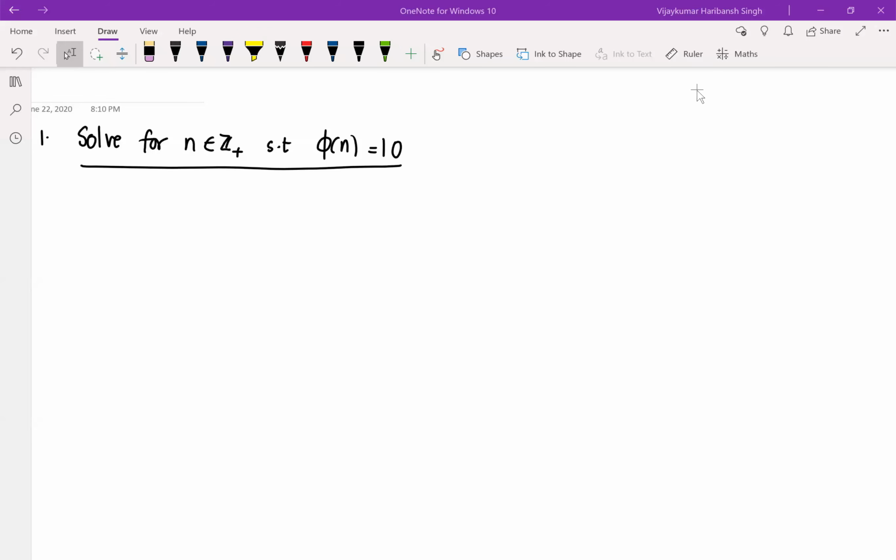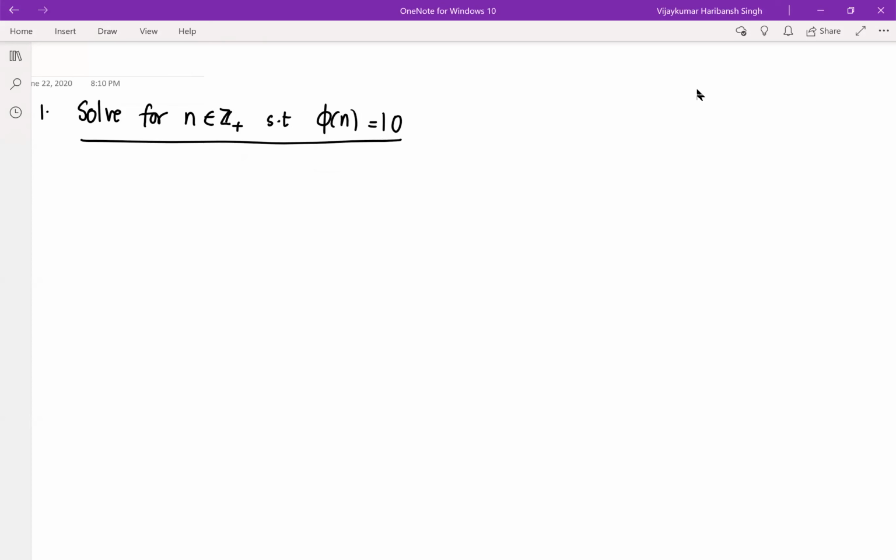Welcome students. We want to discuss the following problem. Find all the positive integers n such that phi of n equals 10, where phi is the Euler phi function or totient function. First, let's recall the definition.